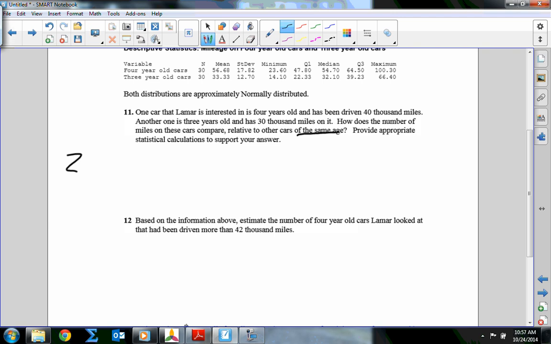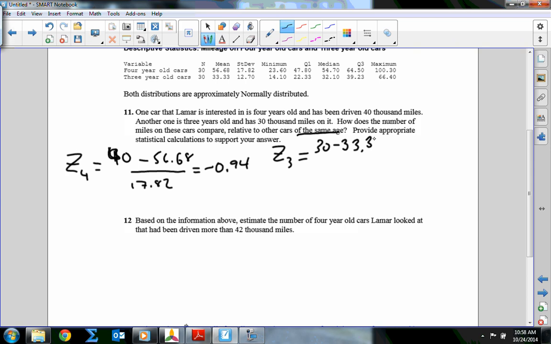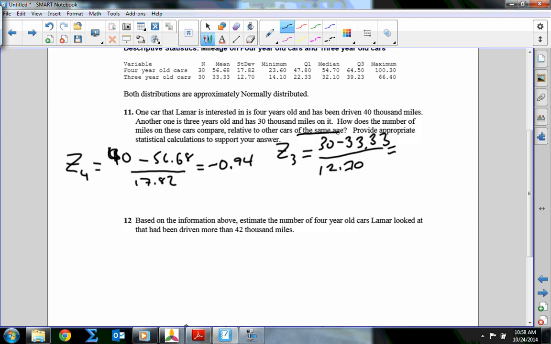So I'm going to do z sub 4 to stand for the 4-year-old car, and that's going to be 40 minus 56.68, which is the mean for those, over 17.82, which is the standard deviation, comes out to negative 0.94. Then I'm going to do the z-score for the 3-year-old, so 30 minus 33.33 over 12.70 gives me negative 0.26.